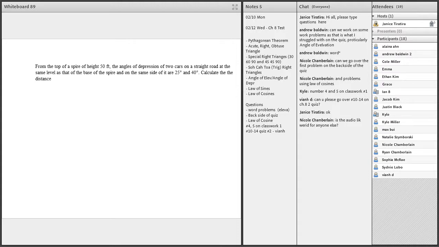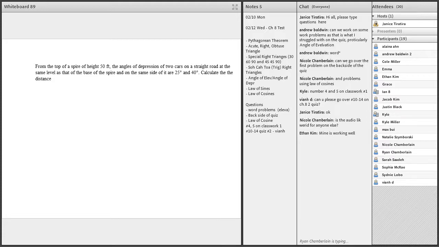Okay, so here's the situation. Top of a spire, 50 feet, angle of depression to 2 cars on a straight road at the same level. A spire is a tower. The angle of depression to one car is 25 degrees. The angle of depression to the other car is 40 degrees. Some teachers, like Miss Bratcher, teach angle of elevation, the same thing as angle of depression. But let me just draw the situation, and then we can do the math after.